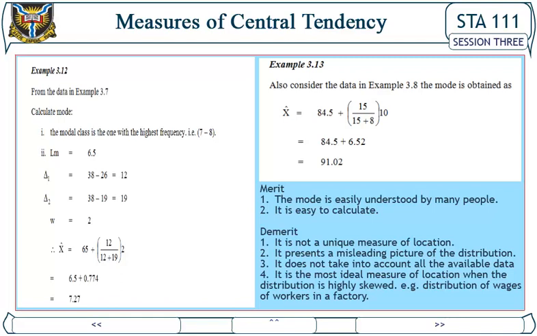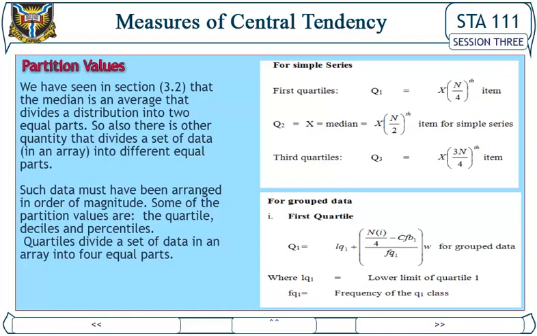Merit. 1. The mode is easily understood by many people. 2. It is easy to calculate. Demerit. 1. It is not a unique measure of location. 2. It presents a misleading picture of the distribution. 3. It does not take into account all the available data. 4. It is the most ideal measure of location when the distribution is highly skewed, e.g., distribution of wages of workers in a factory.